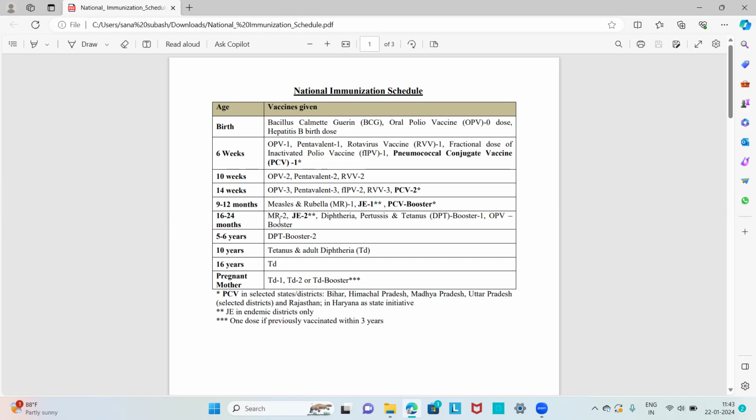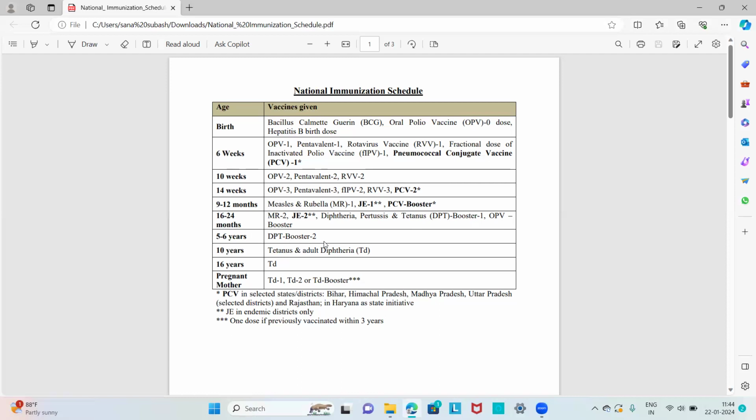Then at 6 to 24 months, the second dose of measles rubella vaccine and second dose of Japanese encephalitis, then DPT booster first dose and OPV booster should be given. And at 5 to 6 years of age we have to give the DPT booster second dose. So we have 2 boosters for the DPT, that is DPT booster 1 at 16 to 24 months of age and at 5 to 6 years DPT booster 2.